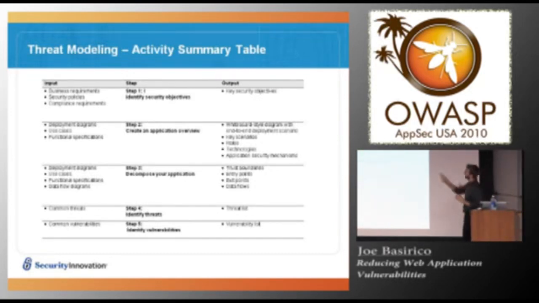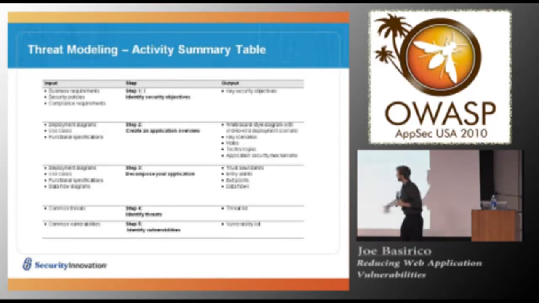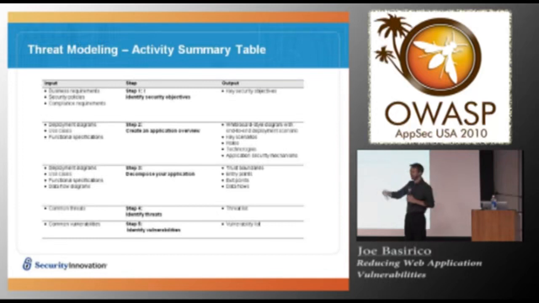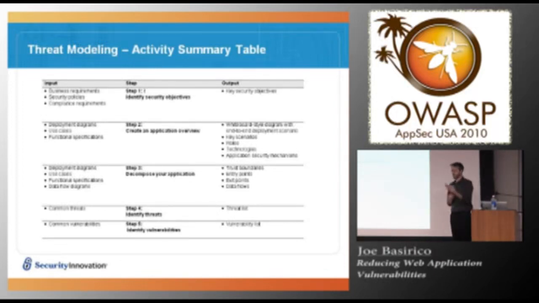And so we do this for multiple steps, right? We create an application overview. We decompose our application down to trust boundaries and entry points and exit points and data flows. We identify those threats. We identify vulnerabilities using the threats that we haven't mitigated already. We take in those unmitigated threats. We take in some common vulnerabilities for our system. And then out of that, we have this vulnerability list, which actually is really useful for developers and testers to understand what work they have to do in order to fix these issues.